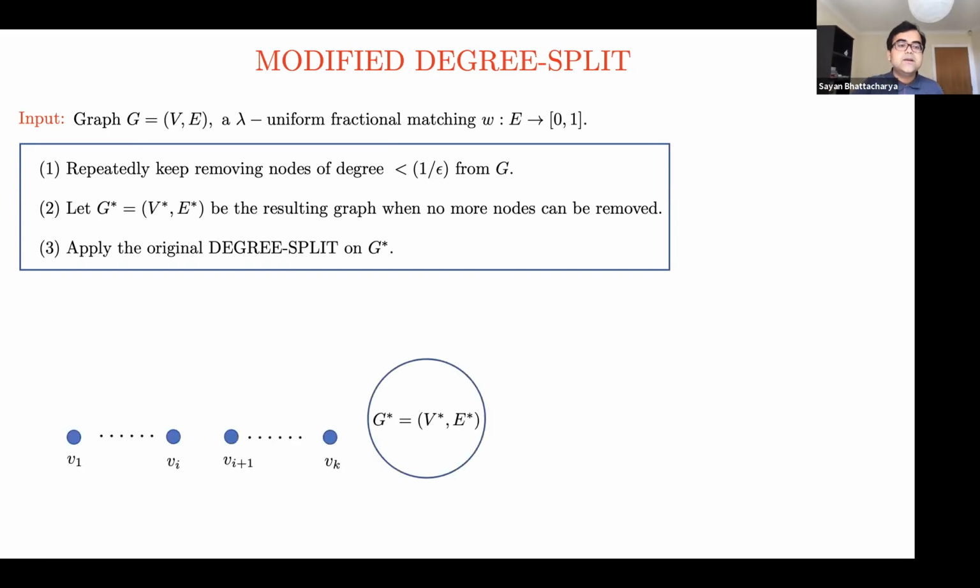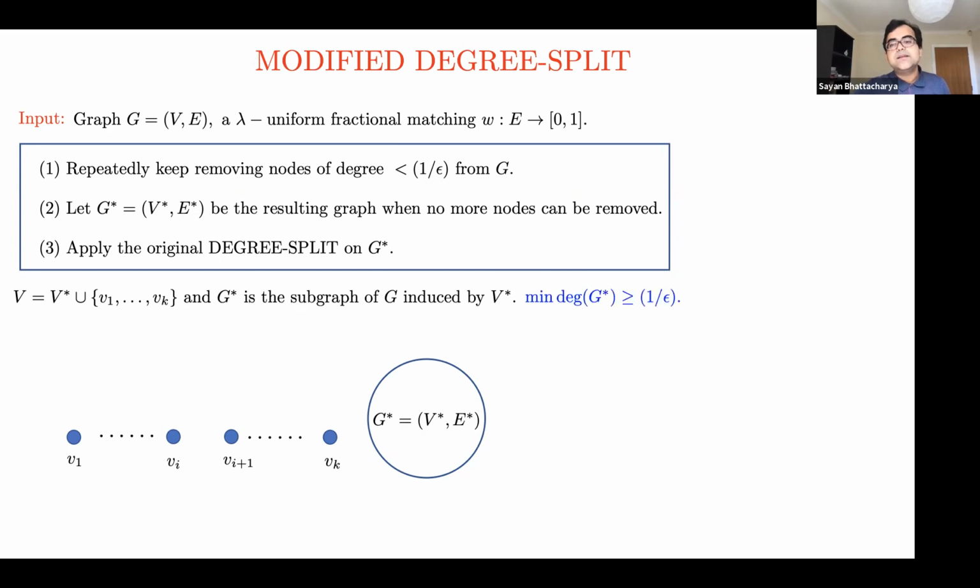So pictorially, it looks like this. Let V1, V2, Vi, ... Vk be the nodes we removed in successive iterations of step 1. So V1 was the node that got removed in the first iteration of step 1. V2 is the node that got removed in the second iteration of step 1, and so on. And G star is the remaining graph we end up with when step 1 is over. So of course, the node set V is partitioned into V star and V1 to Vk, and G star is the subgraph of G induced by V star.